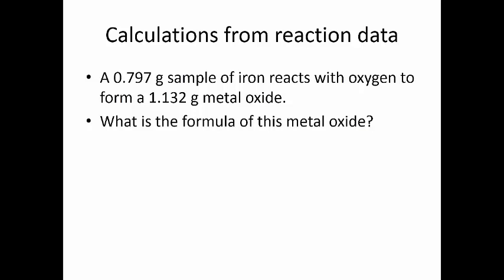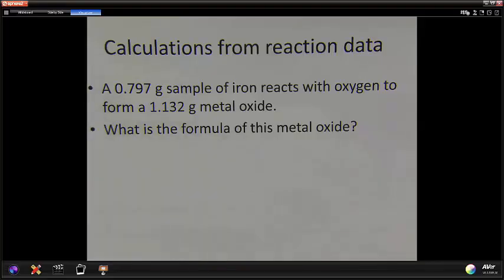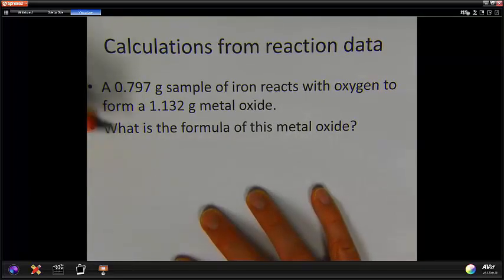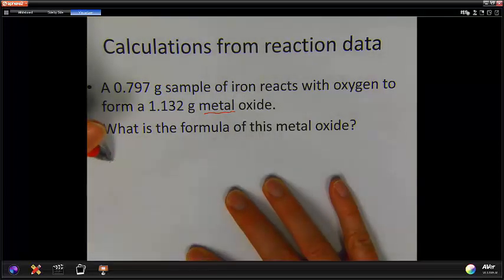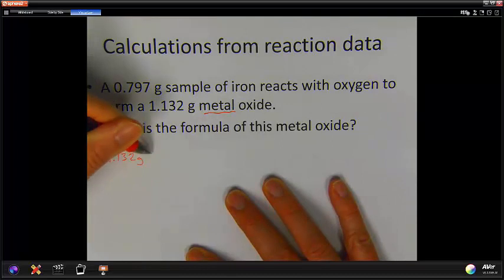Okay, so we have a 0.797 gram sample of iron reacts with oxygen to form a 1.132 gram metal oxide. What is the formula of this metal oxide? I'm going to start by writing down this information. So we have a metal oxide. Which metal is that probably going to be? Well, we know it's reacting with iron. It's probably going to be iron because we don't just change the elements from one into another. So I'm going to write this as 1.132 grams FeOx. And this is some iron oxide that we don't know exactly the formula of, but we will be trying to figure out.